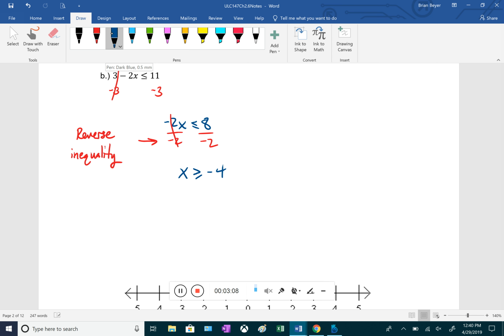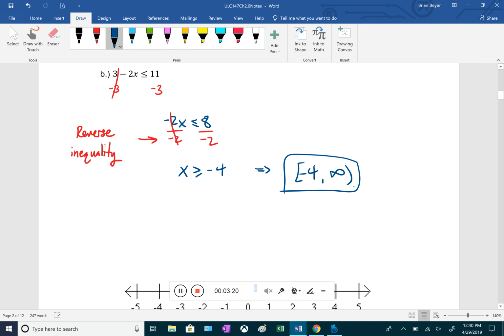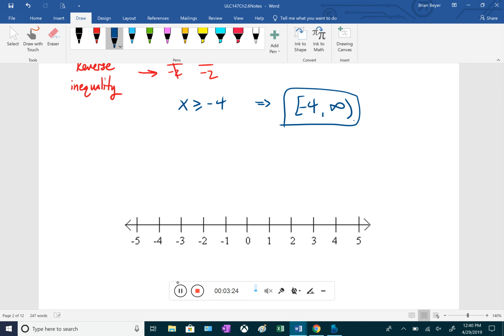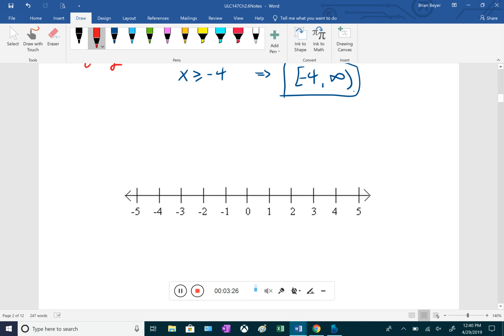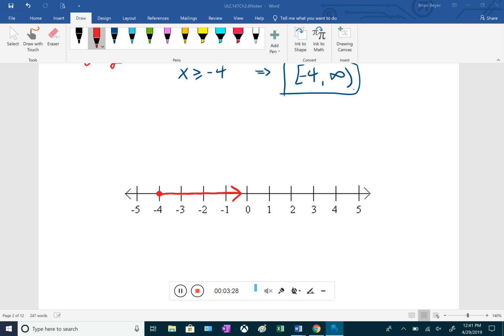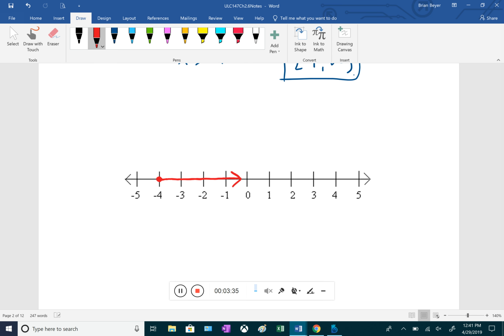So this in interval notation is going to be everything greater than negative 4, including it. So it's negative 4 to infinity with a bracket on the negative 4. On the number line, we go over to negative 4 and we put a closed circle because we're including it, and then everything to the right because it was negative 4 to infinity.